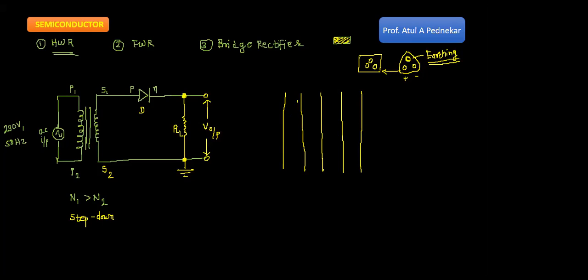Now let us discuss the waveform. This is the time axis. Let me draw the input. See, the input is like this. What is the nature of the input? The nature of the input is AC. So this one is AC input. Okay, and let's learn what will be the nature of the output with respect to time.